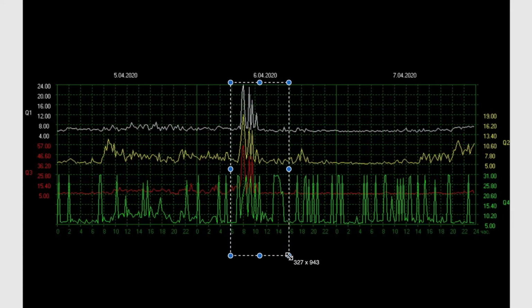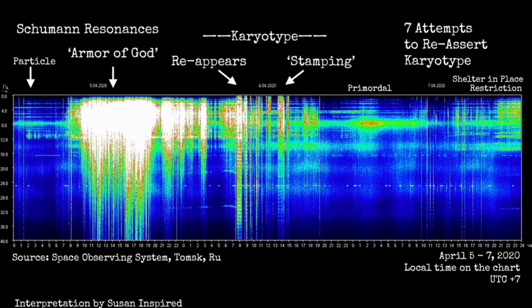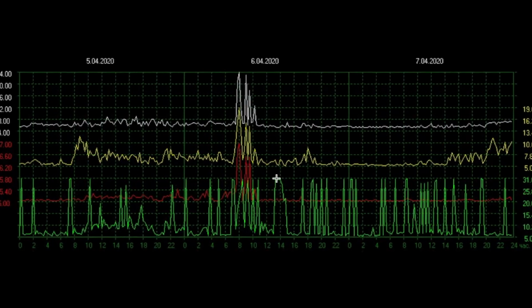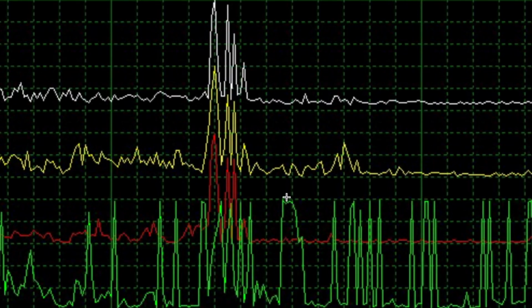Okay, so here, do you see that every time in this 8 a.m. to 1400 hour period, every time the green resonance spiked to 31, that is when the karyotype reasserted right there. Okay, there were 7 tries and there were 7 spikes. 1, 2, 3, 4, 5. And then this looks like a flat top, but it actually spikes twice. Do you see? It spiked there and then there. There's a little half a spike there, but basically let's just round it to 7 times.